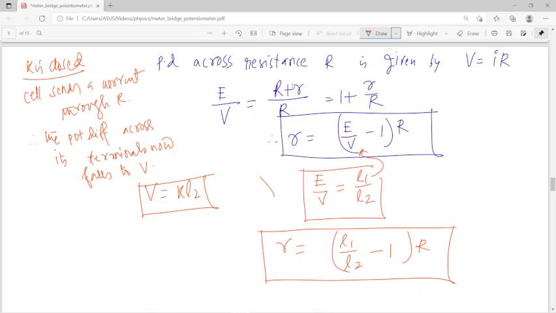So now we can solve some problems regarding the potentiometer. First we will solve some simple potentiometer problems. The problem statement is very big, but the answer is too small. So let's solve some problems.